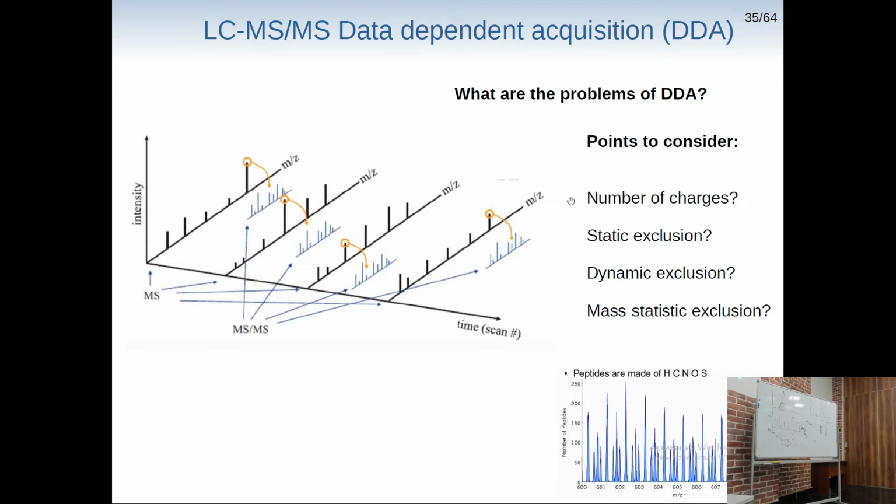And those are the questions that we need to answer before we can start our mass spectrometry run. Number of charges: which are we interested in, 1, 2, 3 or so. Static exclusion: which masses are known contaminants we want to get rid of. Dynamic exclusion: for how many seconds we will not try to fragment the same mass. And also this statistical distribution: shall we use it or not?